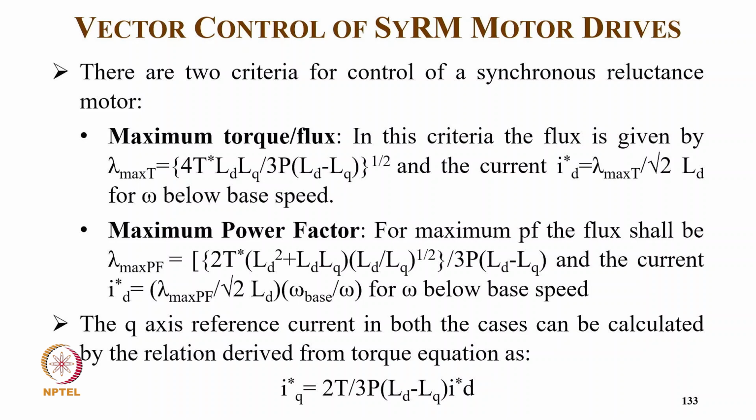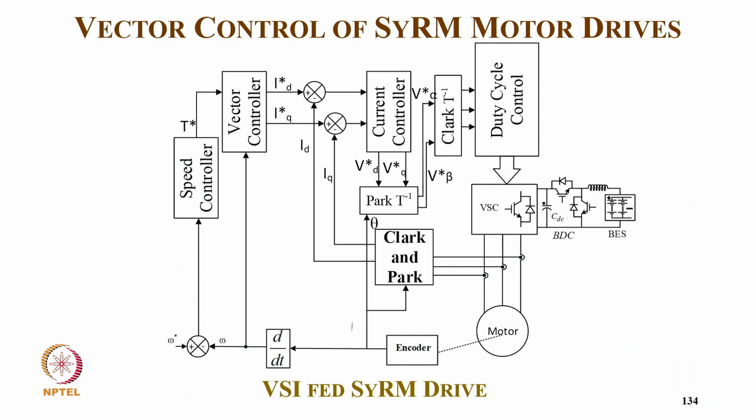The Q axis reference current in both the cases can be calculated by the relation derived from the torque equation as IQ star equal to 2T upon 3P into LD minus LQ into ID star. And this is the vector control diagram of the synchronous reluctance motor drive.